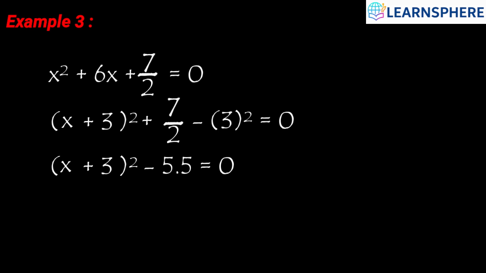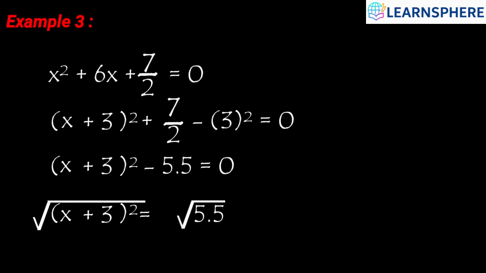Now, to solve for the completing the square form and to get the value of x, we simply have to bring the constant over to the right-hand side, where we'll get (x + 3)² on the left-hand side equals positive 5.5. Next, to get rid of the squared, we take the square root on both sides, and it will cancel out the squared, which will give us the equation x + 3 equals positive or negative square root 5.5.